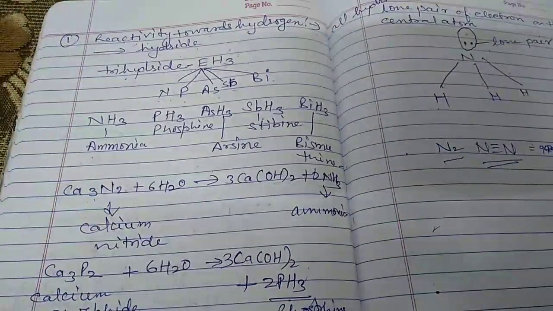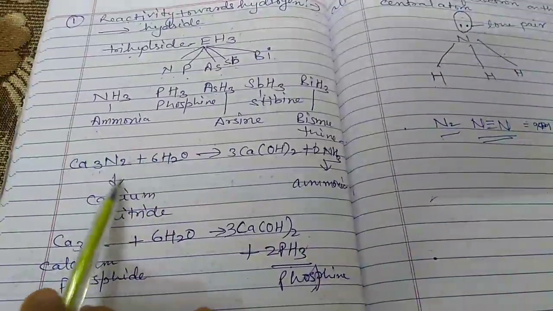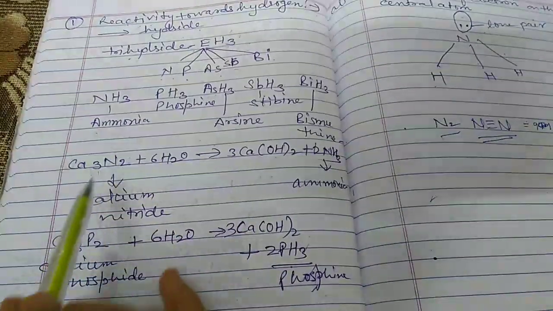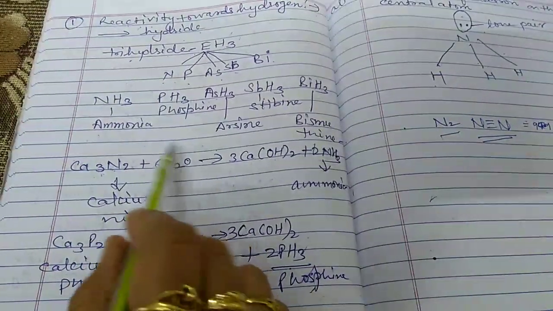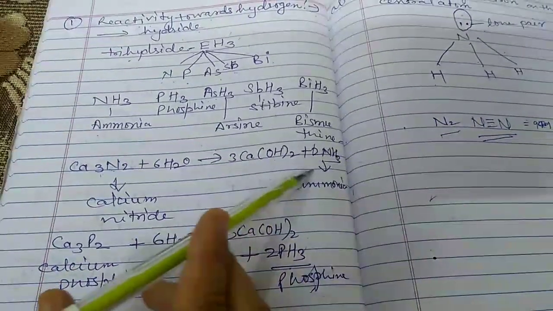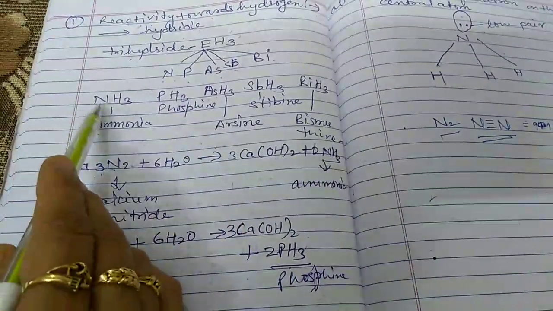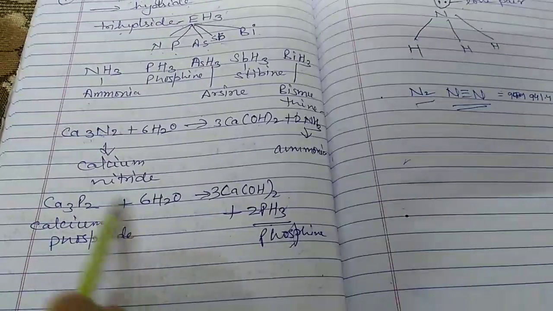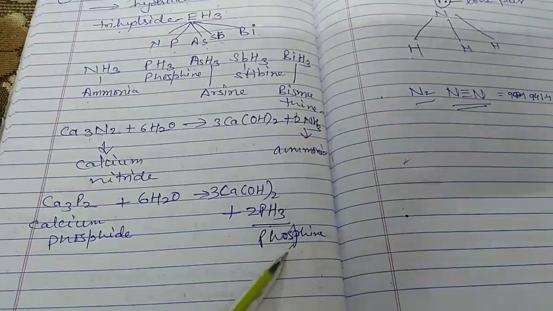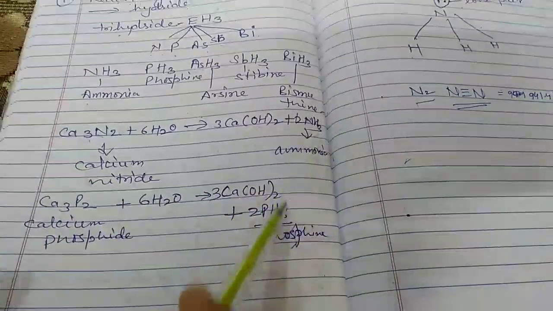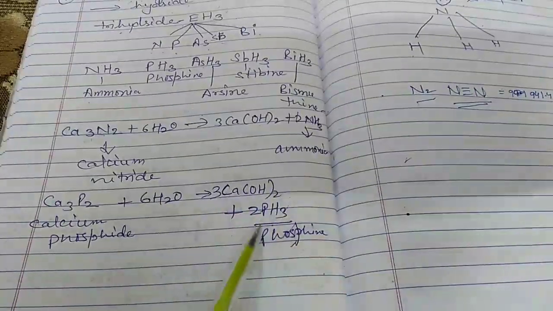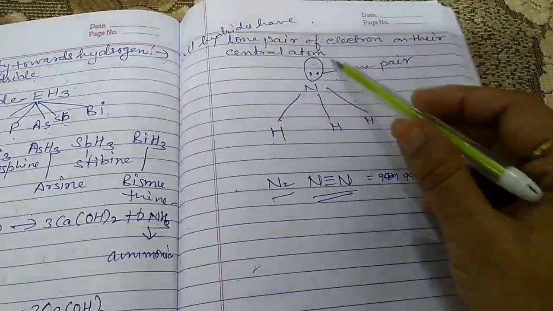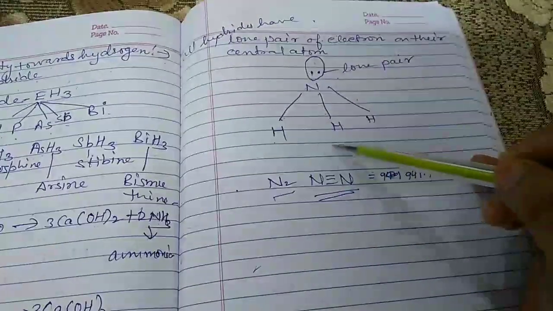important. Now if we are talking about the preparation of the hydride, the first is when calcium nitride is hydrolyzed, we get ammonia, and ammonia is the hydride of nitrogen. And the second is when calcium phosphide is hydrolyzed, we get phosphine. Most of, even all, the hydrides of the group 15 elements have a lone pair of electrons on their central atom. Now this is the diagram of the structure of ammonia.